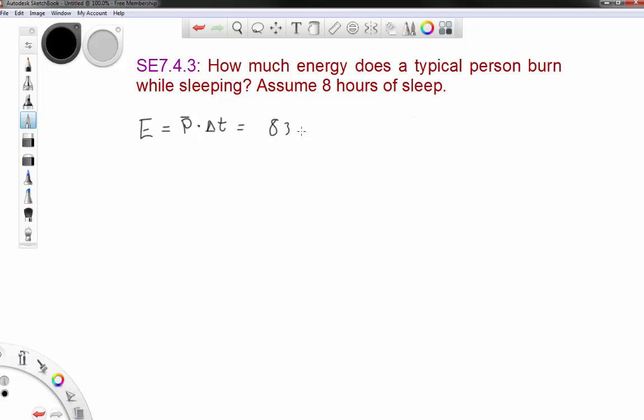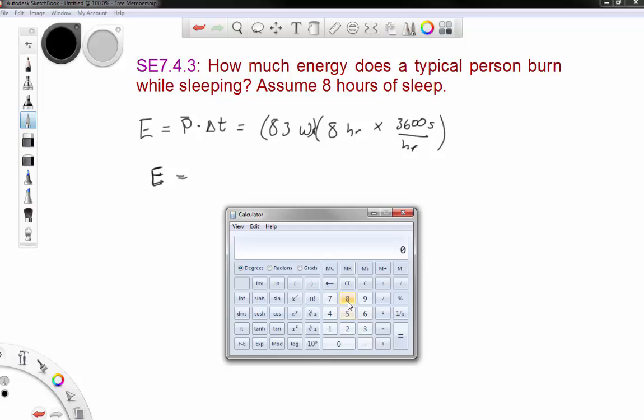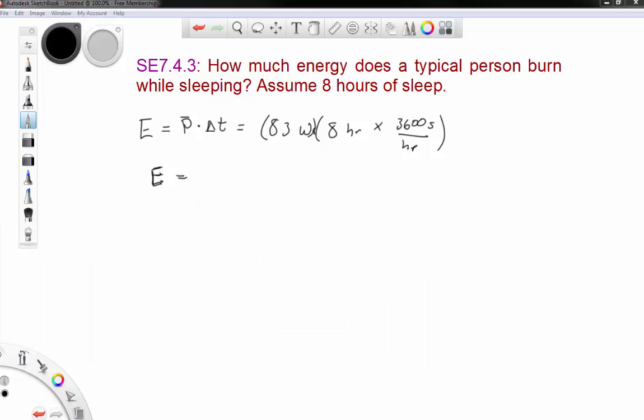So we have 83 watts times 8 hours times 3600 seconds per hour, because remember that a watt is a joule per second. So the sleeping person ends up using a total energy of, calculator please, 83 times 8 times 3600. This much energy: 2,390,400 joules. Or probably should round it to two significant figures, about 2.4 megajoules.